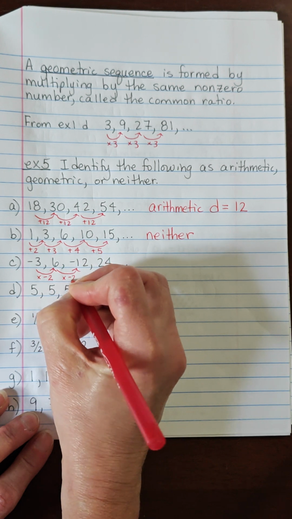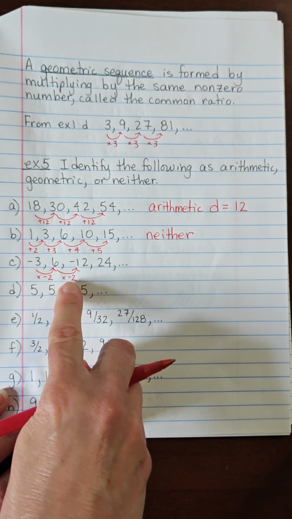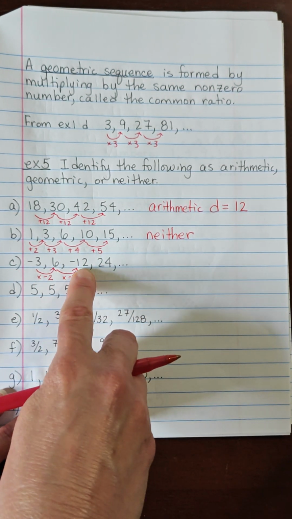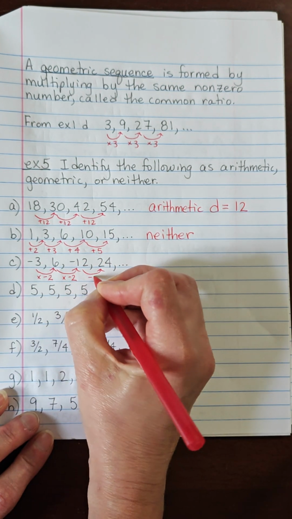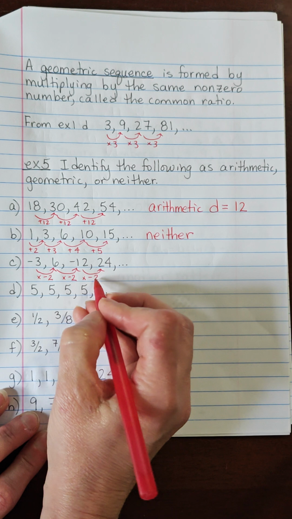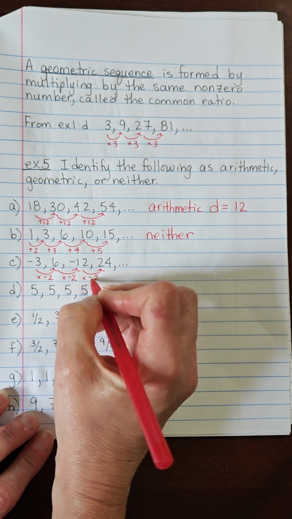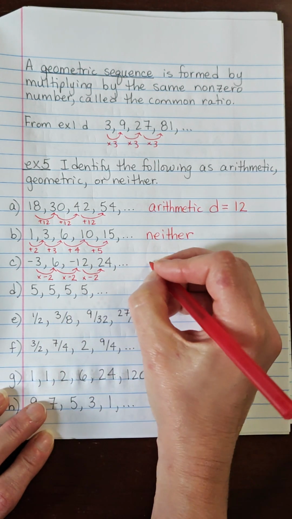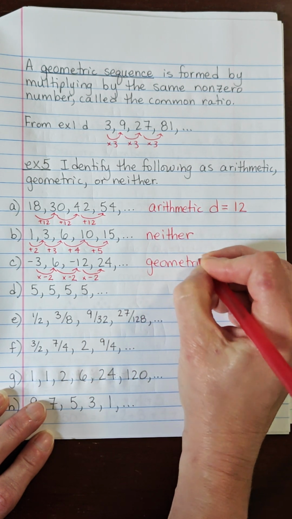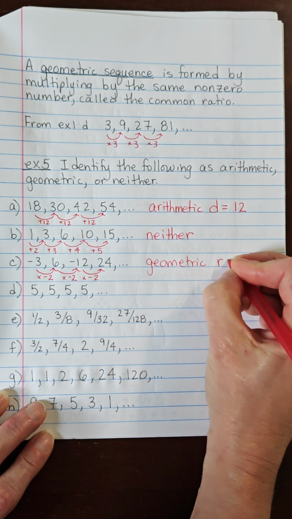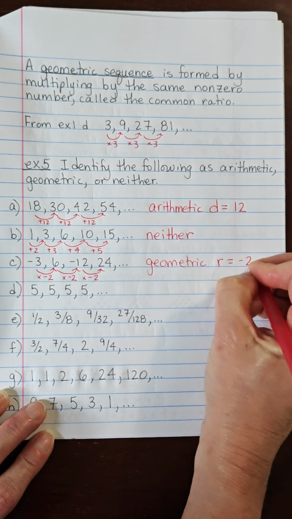Again, if I multiply by -2 again, 6 times -2 is -12. Positive times negative is negative. And if I multiply by -2 again, -12 times -2 is a +24. This is multiplying by the same fixed number, so it's geometric. My common ratio is -2.